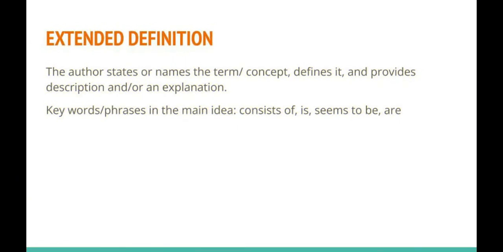Okay, last we have extended definition. When the author wants to deliver a complicated term or concept, this pattern of development is often opted for. In this pattern, the author states or names the term or concept, defines it, and provides description and or an explanation. There are usually no signal words for the details, but keywords or phrases in the main idea may be found, and they are mainly in the form of be or linking verbs, such as is, seems to be, and are.